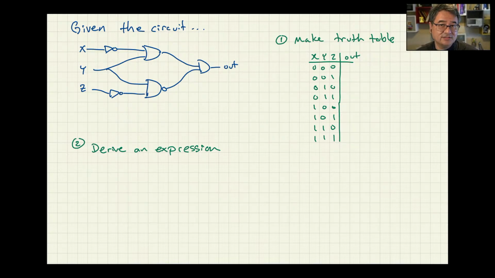Remember how to analyze the circuit and make a truth table? You just start with all zeros. This is a not here. There's a not down here. This is an OR. This is a NAND. And this is an AND on the very end.